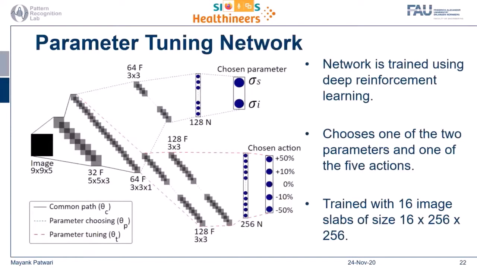And here's the nice part, the parameter tuning network. We have 2 sigma parameters in a bilateral filter. So what we do is we choose one of them, and then we choose how much to change it. We see what the image looks like. Based on what the image looks like, we choose another parameter, or maybe the same one. We tune it more, and then we see again what the image looks like, which is exactly how a human would do it. We just have the network taking the place of a human.